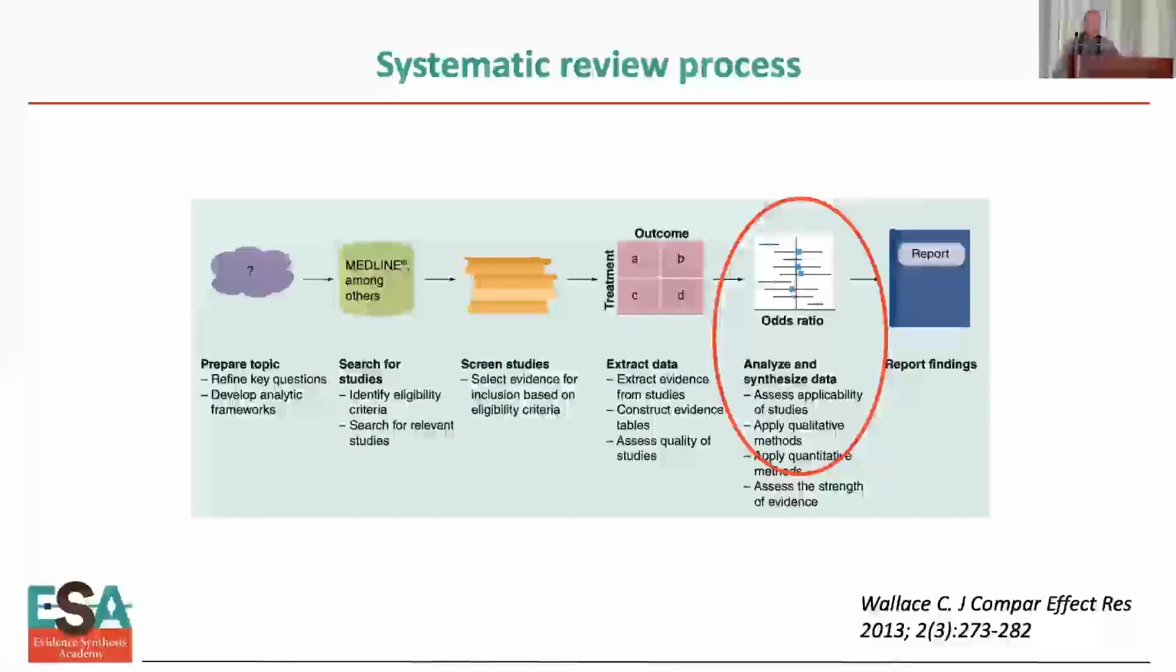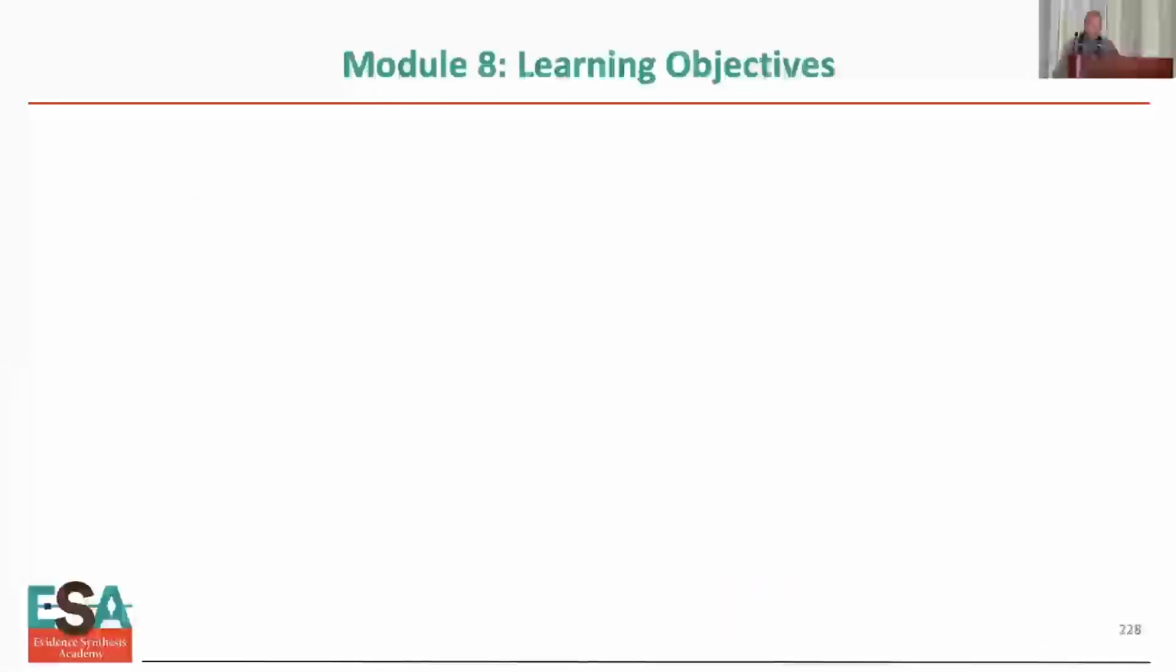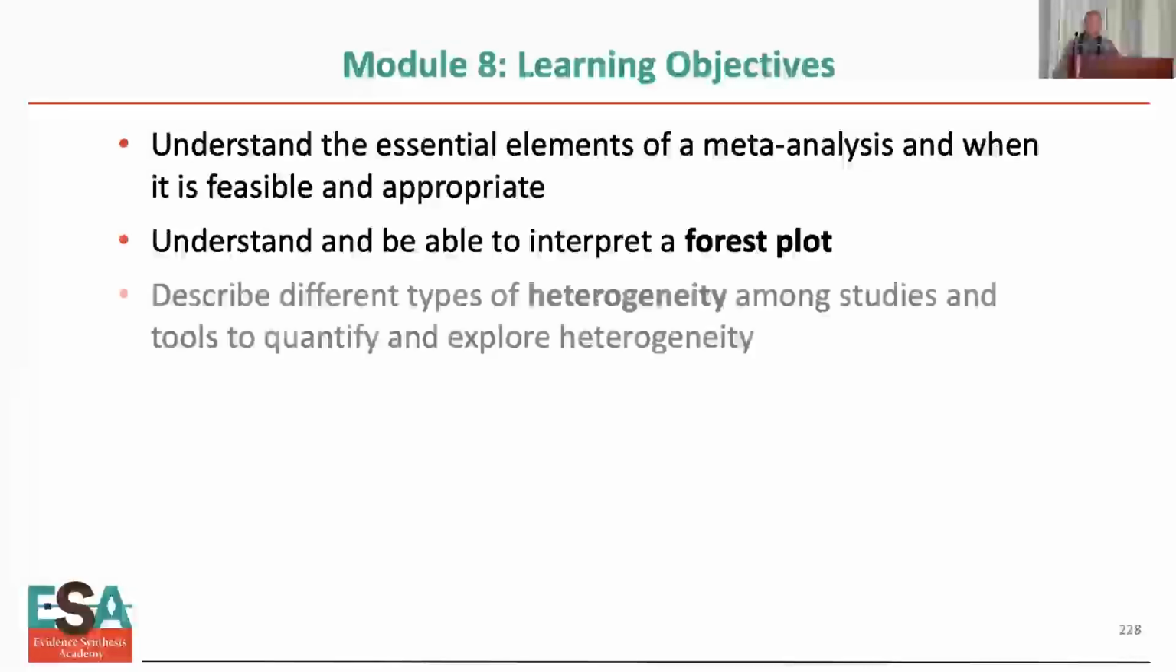Okay, so now we're over here doing the analysis, and now we are trying to do a quantitative analysis. So we want to understand what are the essential elements of a meta-analysis and when it's feasible and appropriate to do it. And then we want to talk about a couple of issues.